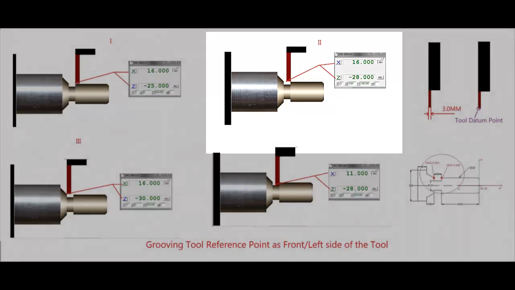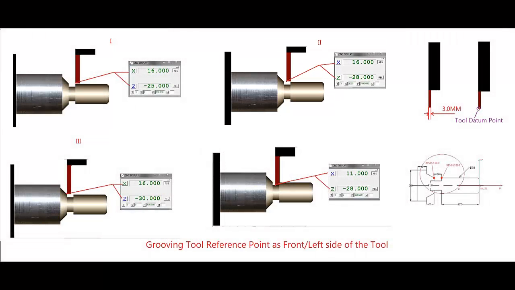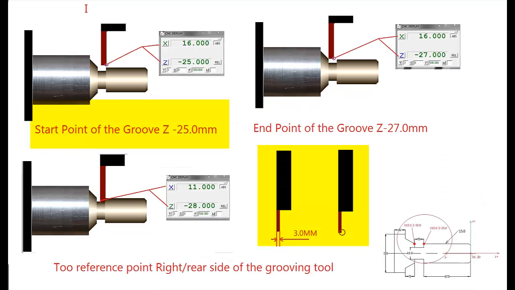If the left front side of the tool is considered as the tool reference point, it is Z-28 mm. Otherwise it will be Z-25 mm if the rear, back side is considered. No tool width compensation is required in the groove start position.